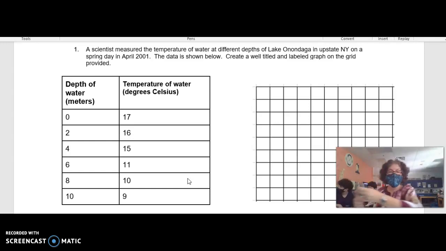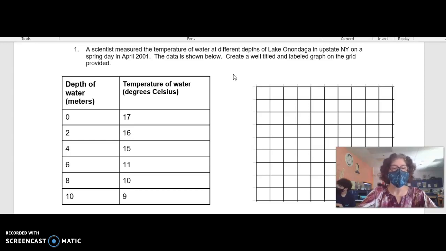Hi, I'm Mrs. Murdock, and this is a training for graphing skills. So when you have a data set like this one, and you're supposed to create a graph using this data set, usually you get a little description of what actually happened to create the data set, and then you have a table of data. So it says, a scientist measured the temperature of water at different depths of Lake Onondaga in upstate New York on a spring day in April. The data is shown below. Create a well-titled and labeled graph on the grid provided.